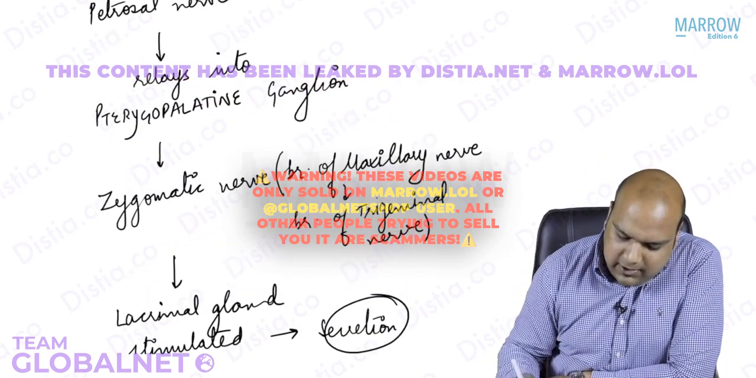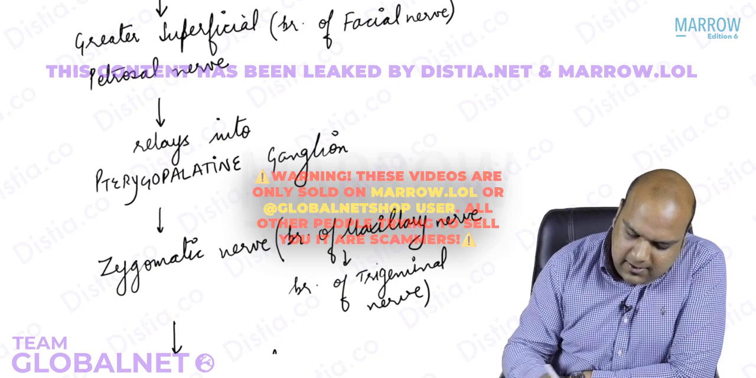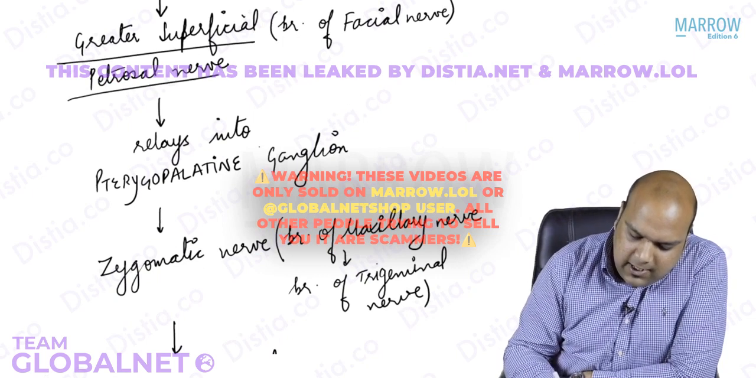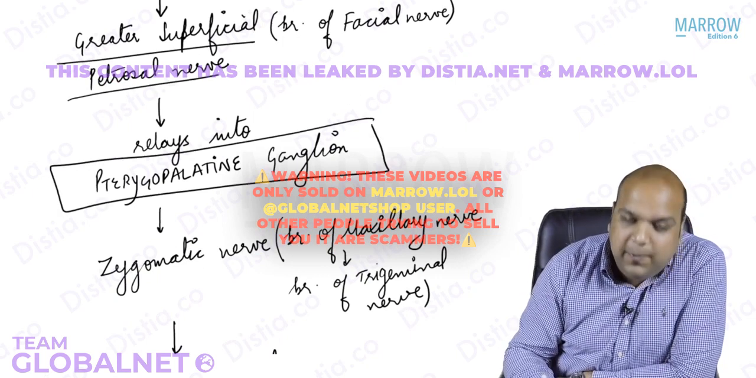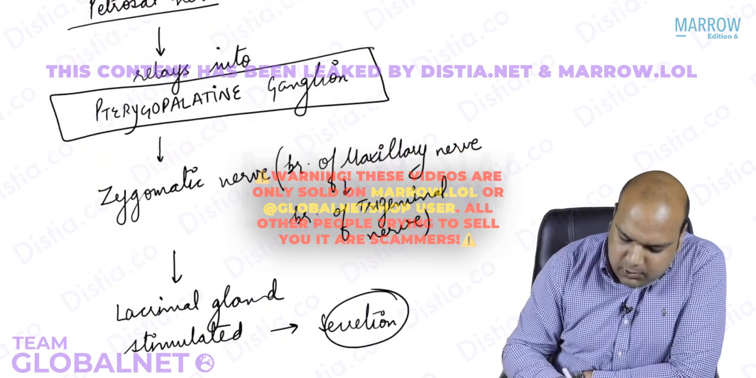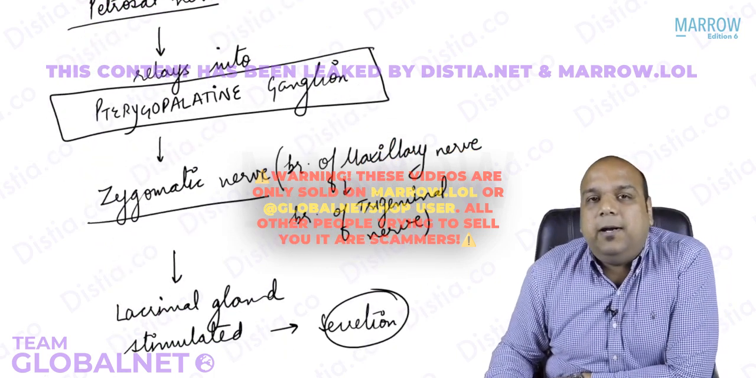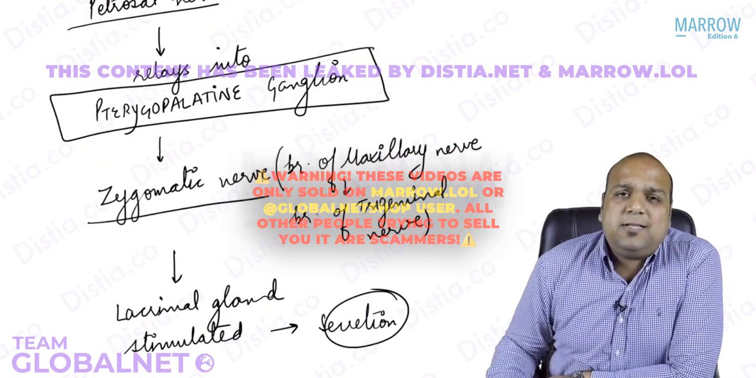So the preganglionic nerve, please remember, is the greater superficial petrosal nerve. Then the name of the ganglion is the pterygopalatine ganglion, and then the postganglionic nerve is the zygomatic nerve. Okay, and that's how we secrete it.